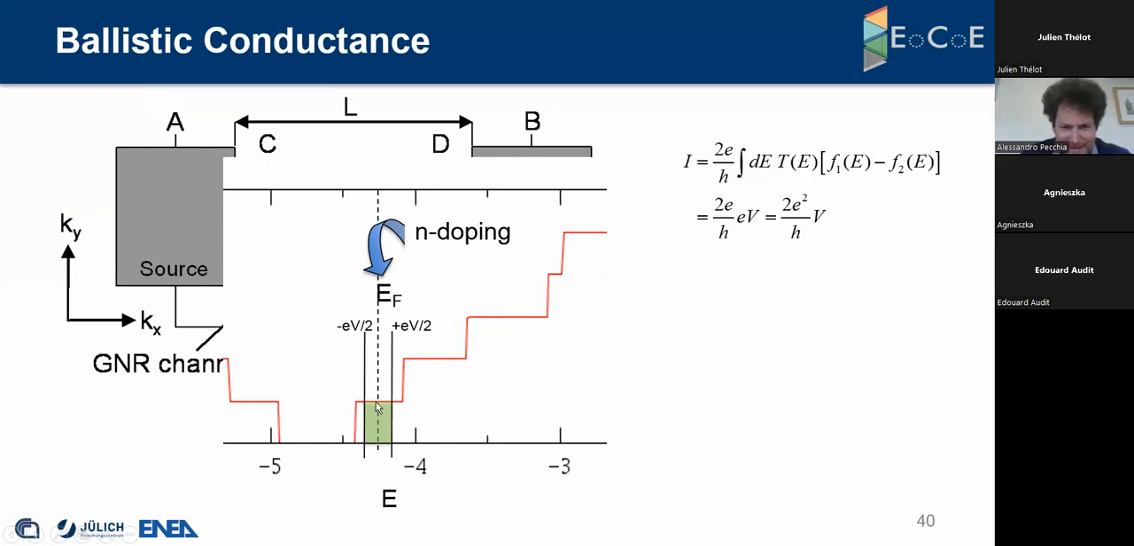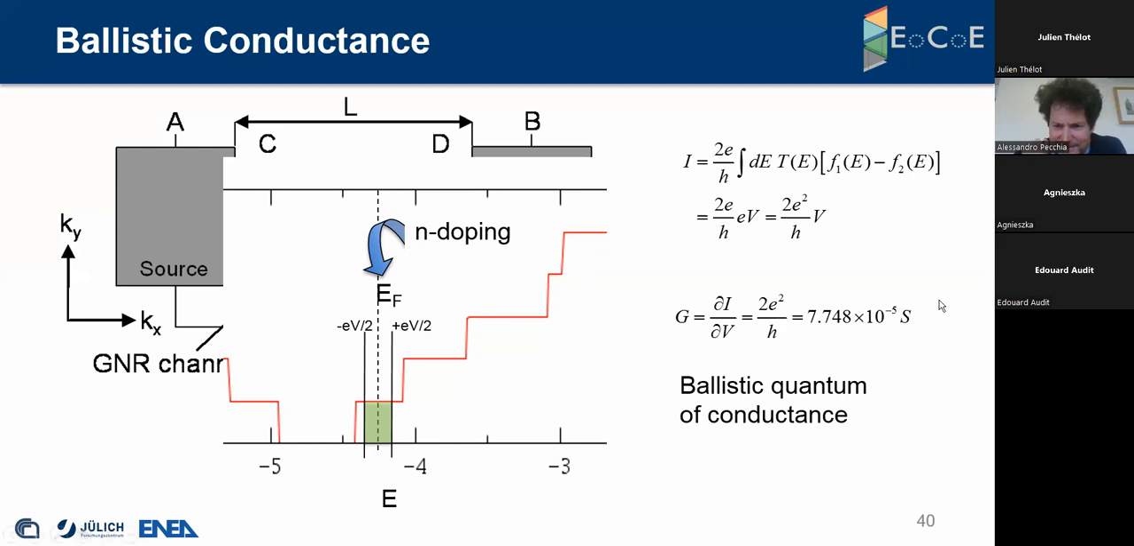So the current calculation here is simple. You have 2e over h. The transmission, we said, is one for the ideal system. The Fermi window is exactly e times V. And so you multiply and you get this number, 2e squared over h times V. So that would be the current.